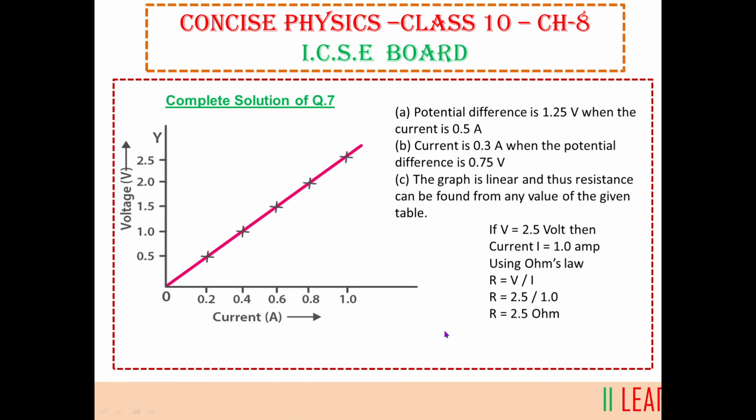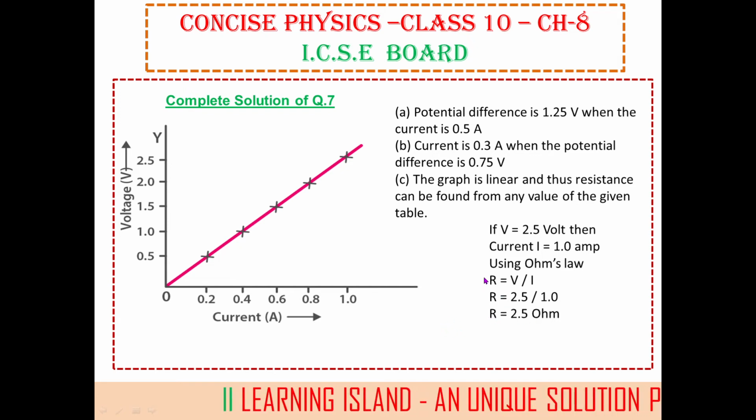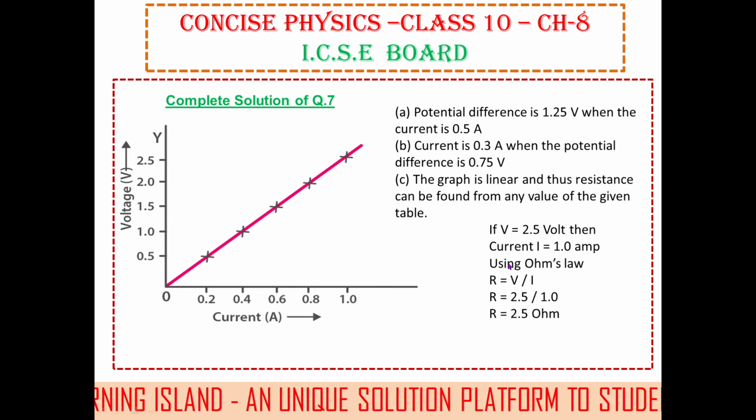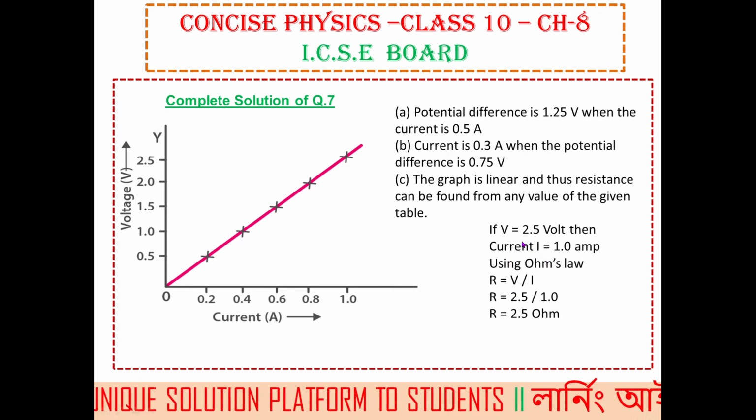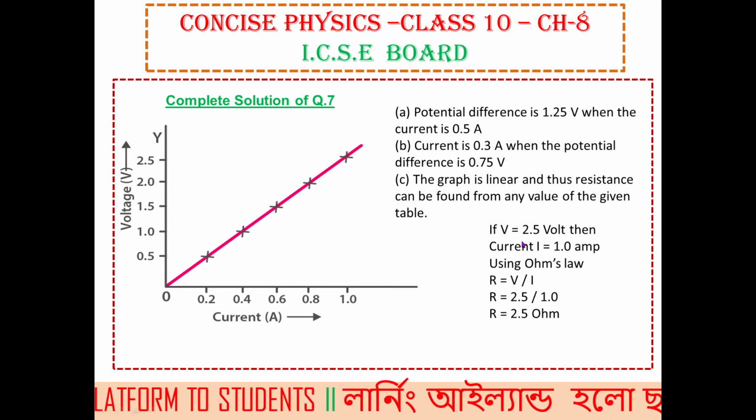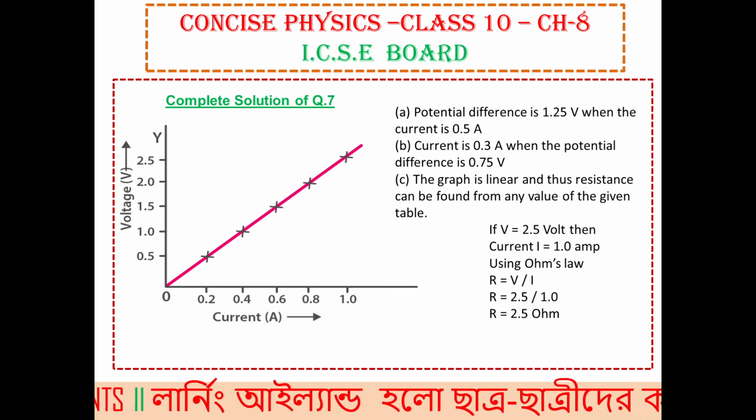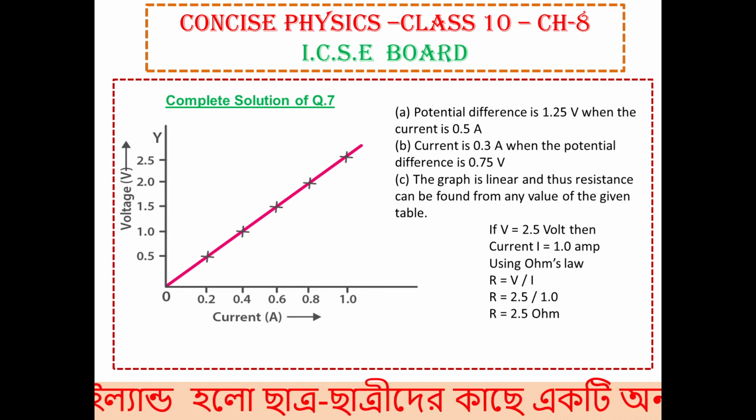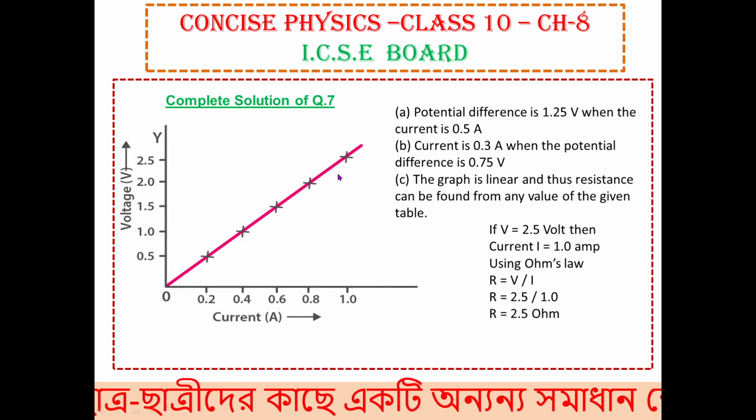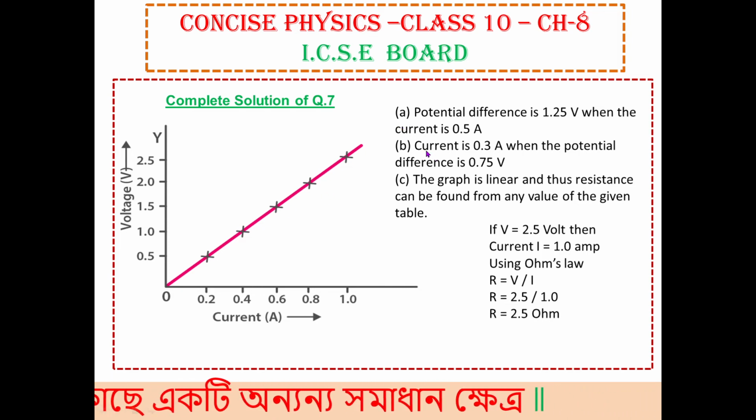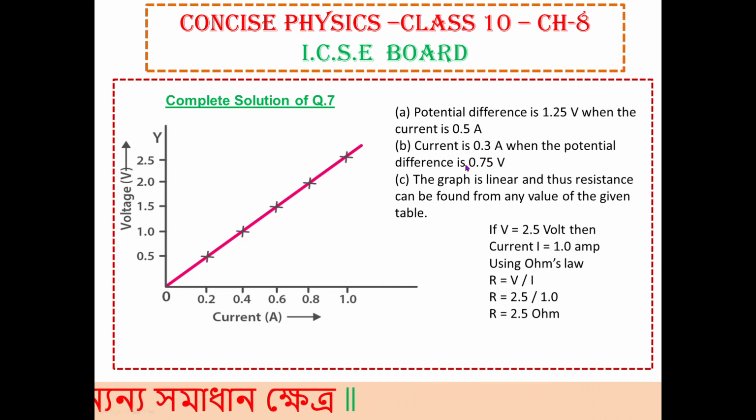Final answer is this. Yeah, it has been written clearly. So when the potential difference is 0.75, the current is 0.3 ampere. Let us see, current is 0.3 ampere when the potential is 0.75. The graph is linear, and thus there is another question, I think.